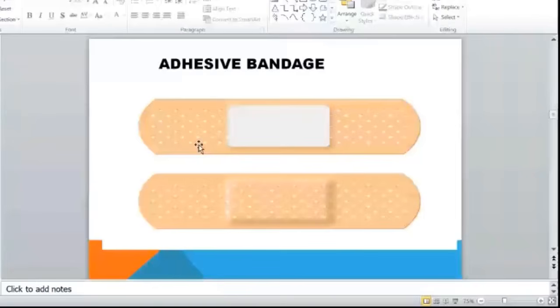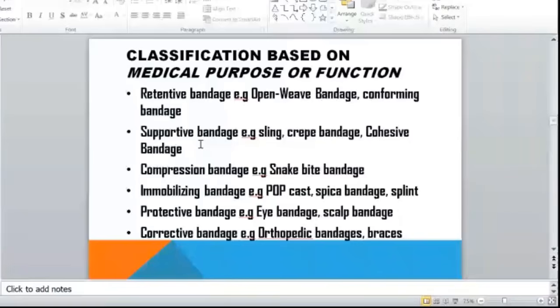Thank you for your response. That's why we call it adhesive. This adhesive has a sticky surface, more like a small plaster. So we use it to hold small cuts. Then we have special bandages. So that is all about classification based on material or based on how the bandage looks.